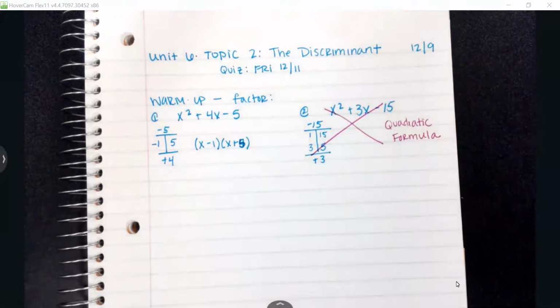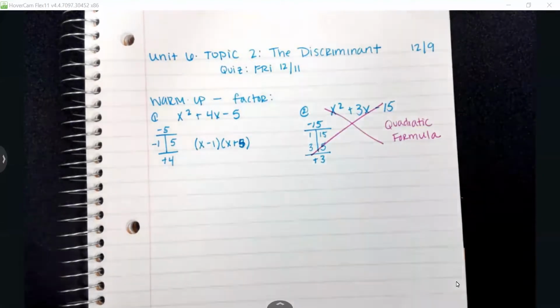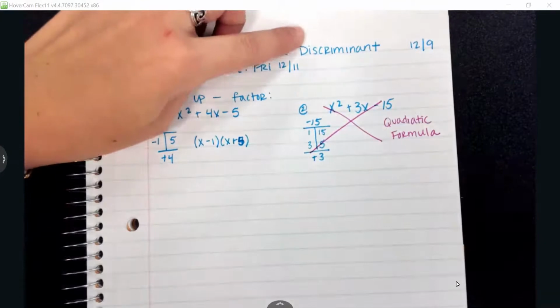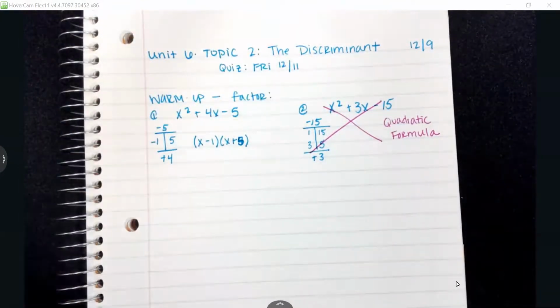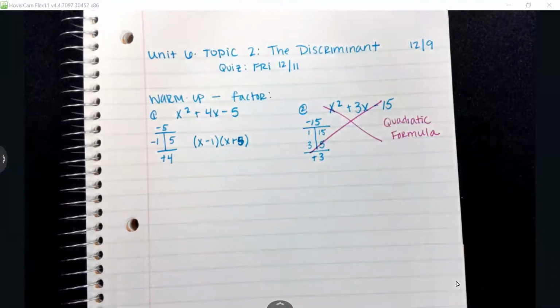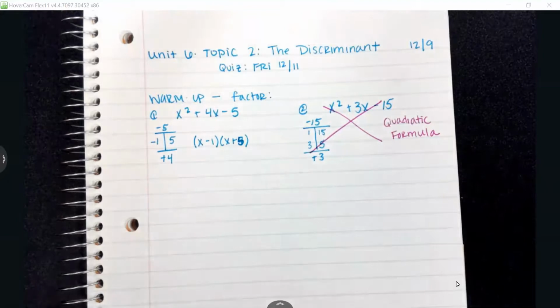So if you cannot factor something, you cannot solve it that way. You will have to use the quadratic formula. So we're going to go over the first part of the quadratic formula, which is the discriminant. Our notes are probably going to take about 10 to 15 minutes today because there's a lot of different scenarios we have to write down, okay? Then we will do some examples and you will be able to work by yourself.